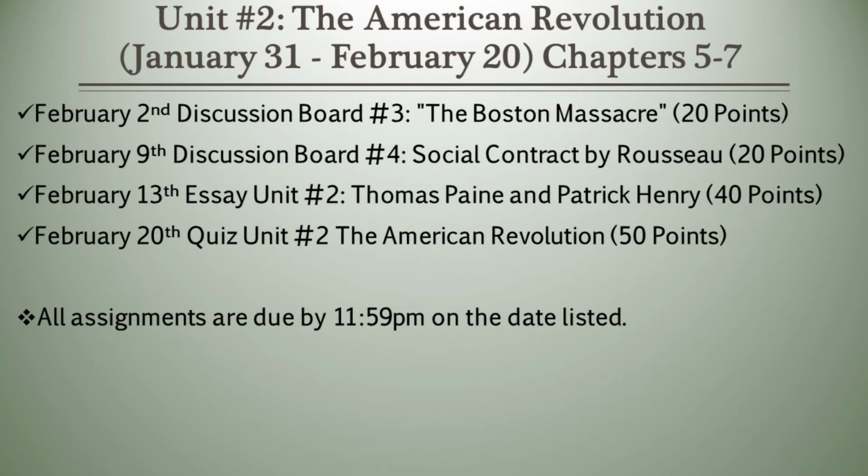On to unit number 2, the American Revolution. This is going to go from January 31st through February 20th, and it's going to cover chapters 5 through 7 in your textbook. So we can start off here looking at the first one. We have a discussion board number 3, dealing with the Boston Massacre. On February 9th, you have a discussion board dealing with Social Contract by Rousseau. February 13th, you have an essay dealing with Thomas Paine and Patrick Henry. And then on February 20th, we're finishing up this unit with a quiz on the American Revolution. And again, that quiz deals with chapters 5 through 7.